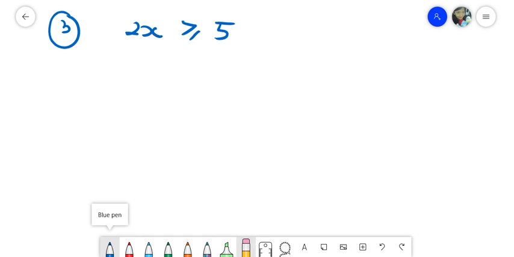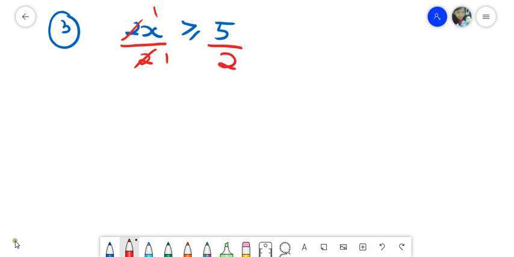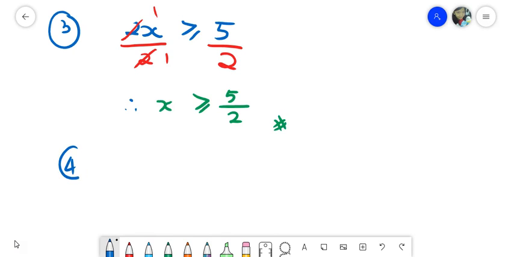How to get the value of x then? Okay, you may need to divide by 2. Why do you want to divide by 2? Because you want to get the coefficient of 1 here. So to be fair, whatever you apply on the left, you must apply on the right hand side as well. So in other words, as a conclusion, your answer is x greater than or equal to 5 over 2. Is that okay? So let's proceed.